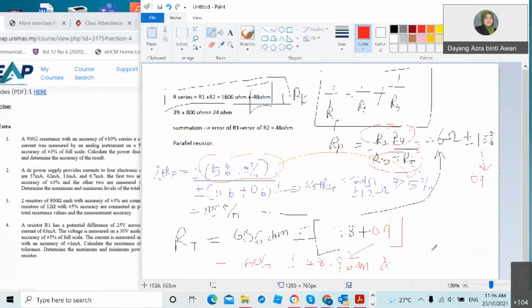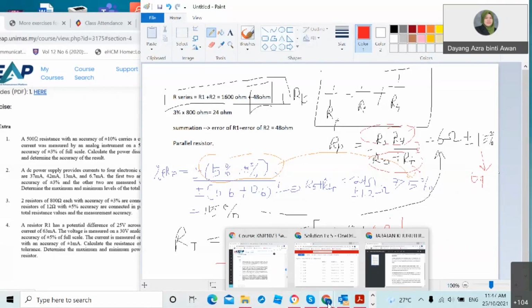Okay, so this is their punya total resistance value and this is their punya measurement accuracy. Okay ke? Okay, madam. Okay, doctor. Okay, so the rest we'll discuss and continue later on on Thursday lah. Okay. So you check also this exercise, maybe you snapshot lah.